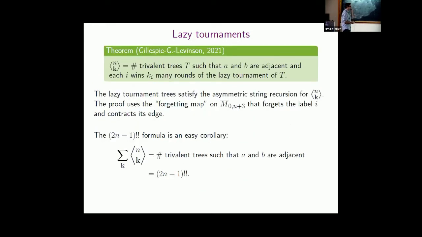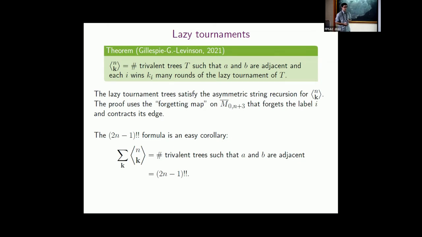And what we proved is that this asymmetric multinomial coefficient is the number of trivalent trees with A and B adjacent, so that each label I wins exactly k_i many times in the tournament. And the proof just uses the asymmetric string recursion and these forgetting maps that are geometrically motivated. The forgetting map is like you forget the label I and then contract some edges to get a smaller trivalent tree. And that's essentially how Cavalieri, Gillespie, and Monin use those maps in order to prove the recursion.